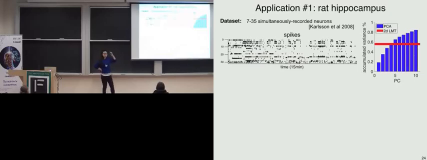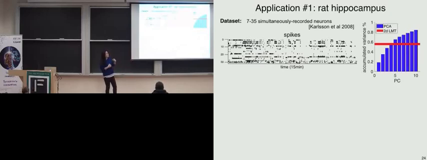Okay, now let's go to some real application. Here I'm going to show the rat hippocampus example. This is the data set from Loren Frank's lab. It consists of 7 to 35 simultaneously recorded neurons. Here I'm showing an example of 31 neurons with 15 minutes of recording. If you do PCA on this data, you will find 10 principal components that capture a large majority of the variance in the data.